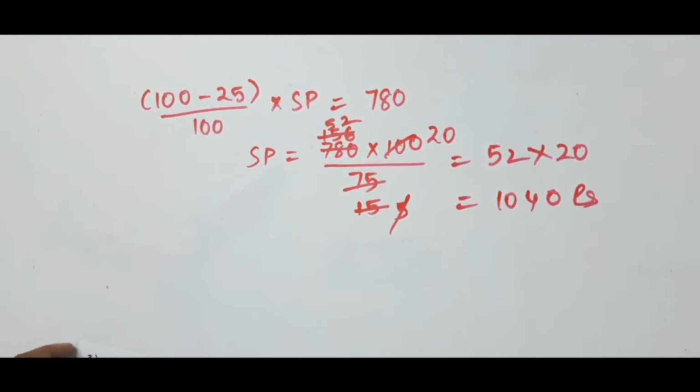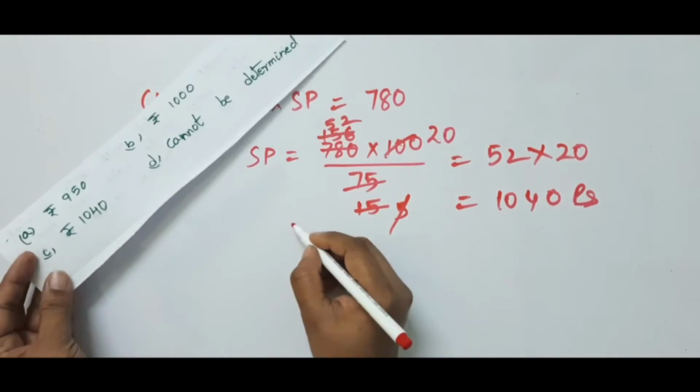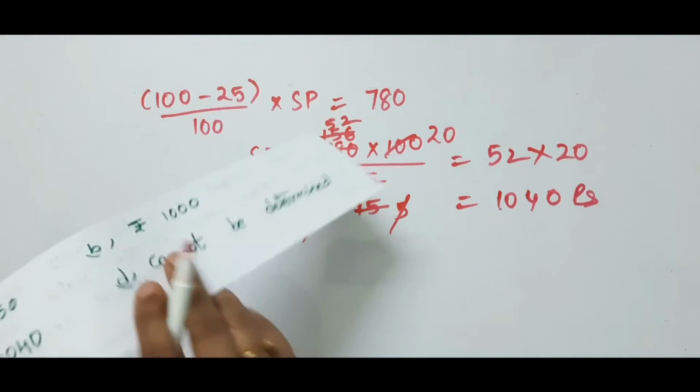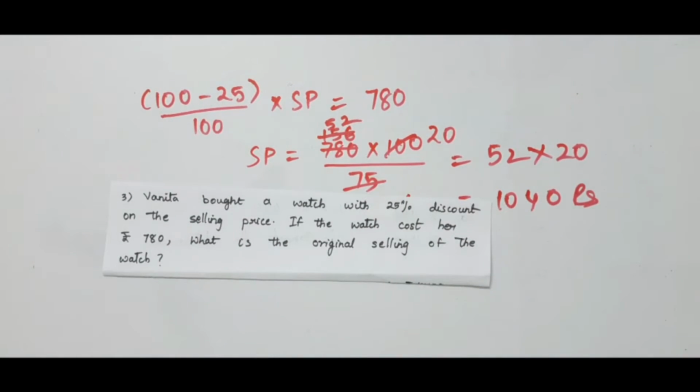So let us go to the options and check where it is. It is option C. If this type of problem is given, that is, if they mention that the discount is on the selling price, just multiply the selling price by 100 minus the discount given, divided by 100 as it is a percentage, and equate it to the market price or the cost which they have given in the problem. Now let us go to the next problem.